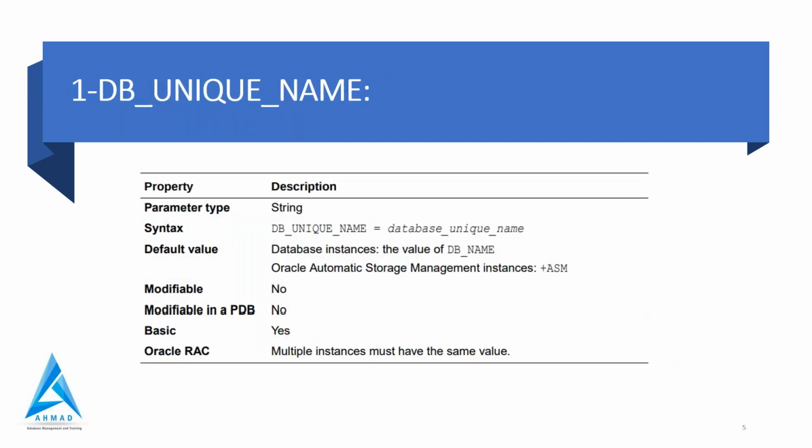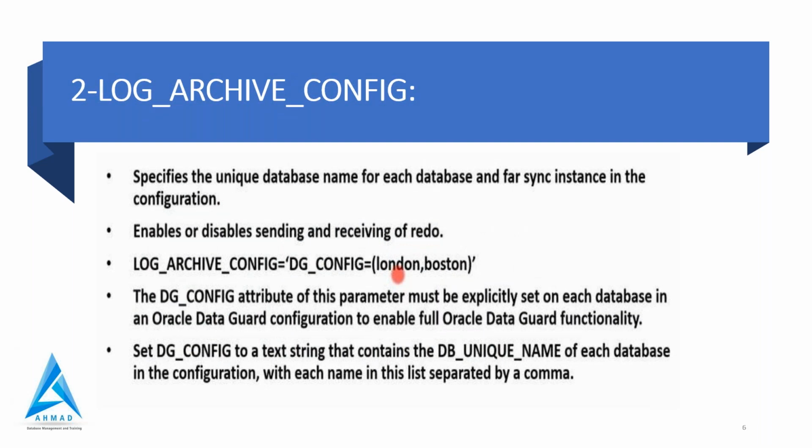Now the second parameter is LOG_ARCHIVE_CONFIG. It specifies the unique database name for each database and for the sync instance in the configuration. Far sync is a new feature in 12c, which we will discuss later on. It will enable or disable sending and receiving of redo. The syntax is LOG_ARCHIVE_CONFIG equals DG_CONFIG equals the unique names of your databases.